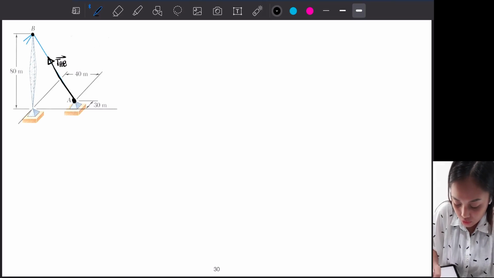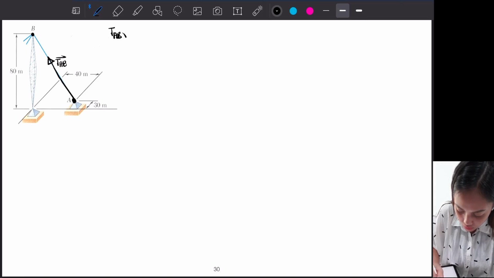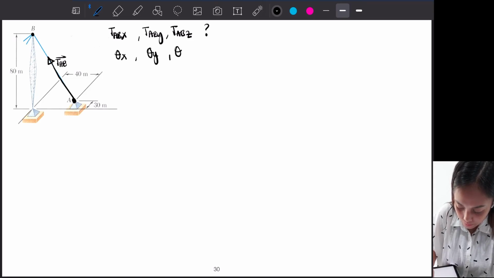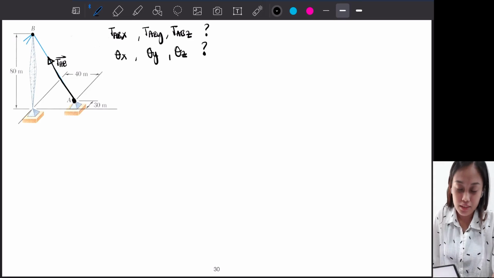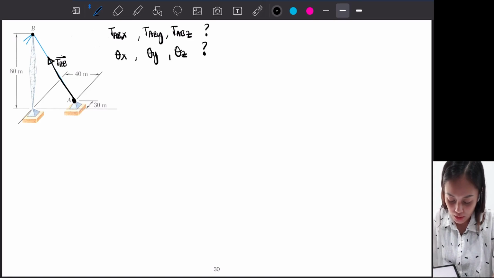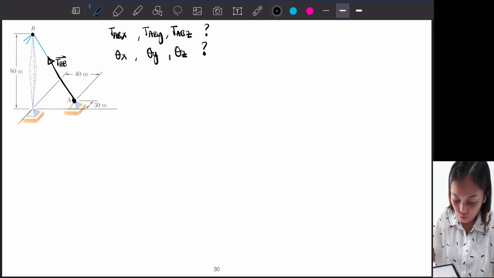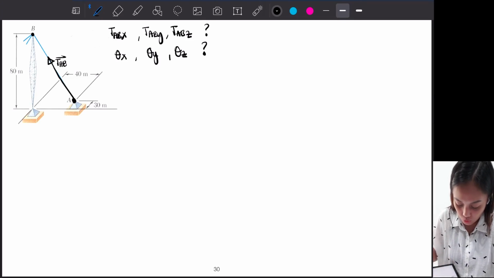or x, y, and z. So say what is TABx, TABy, TABz. Then what is its direction, theta x, theta y, theta z. So first, that is what we need to determine. Okay. So in order to solve the components and the direction, we will use this formula.